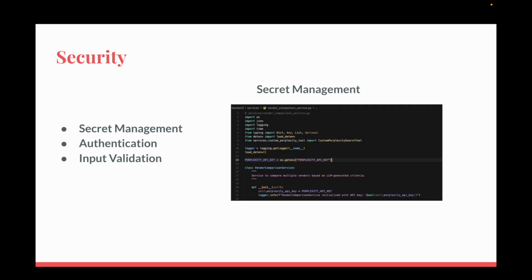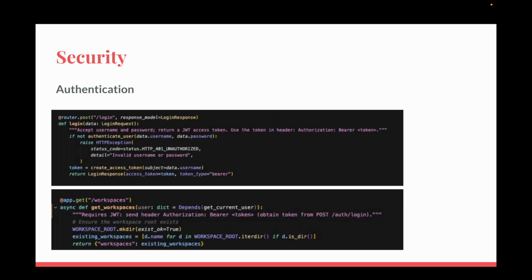And the second thing that we implemented was authentication. Users authenticate through a login endpoint, which generates a secure access token, and this token must be included in the request header to access protected endpoints, ensuring that only authorized users can interact with the system. For example, if we want to call the workspaces endpoint, we will have to pass this token, and only if the user is authorized will the response be generated.